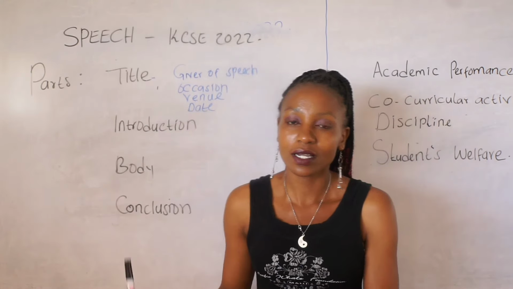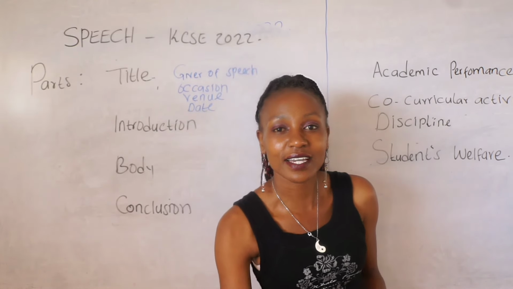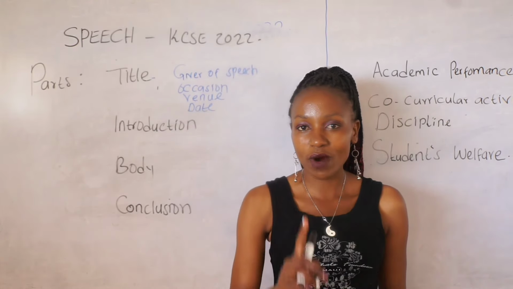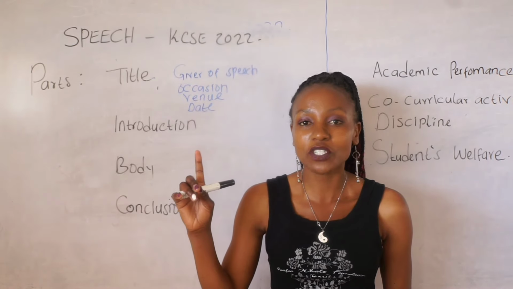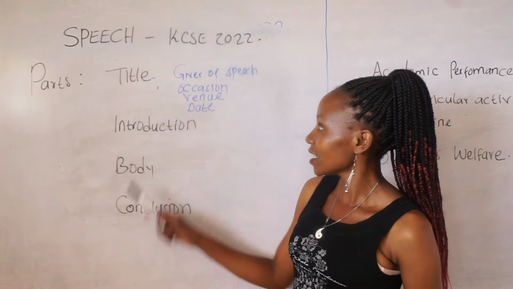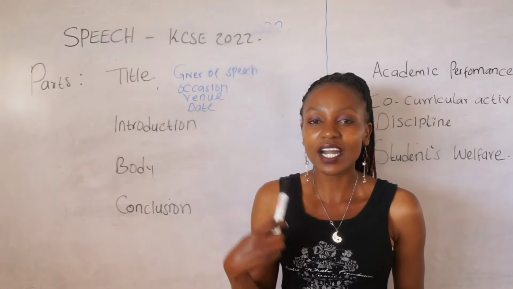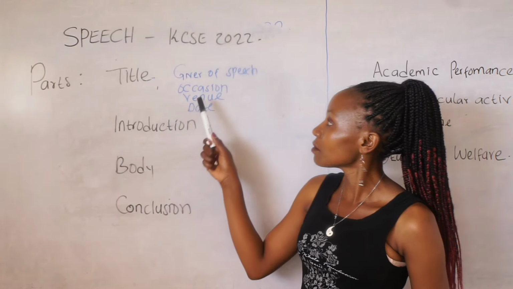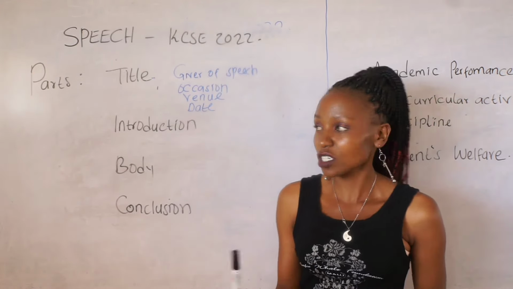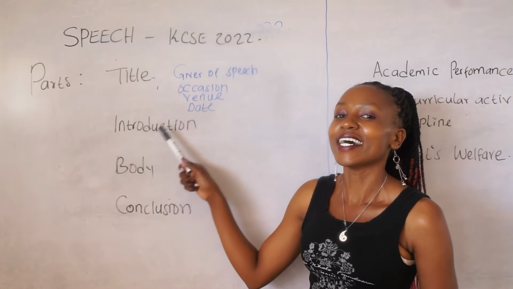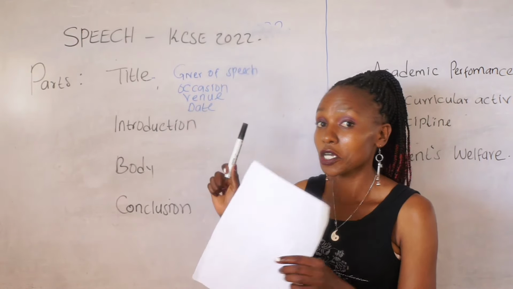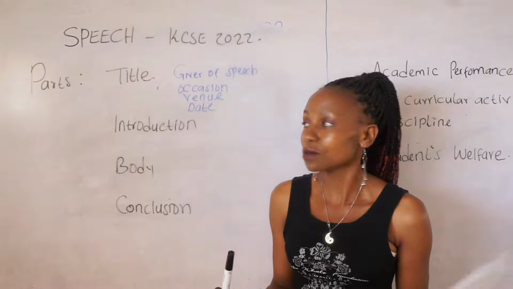The title. How are you supposed to write the title of a speech? Number one, it has to be written in capital letters, and then it must include these four main points. Giver of the speech, occasion, venue, and date. Don't worry, because I'm going to show you.